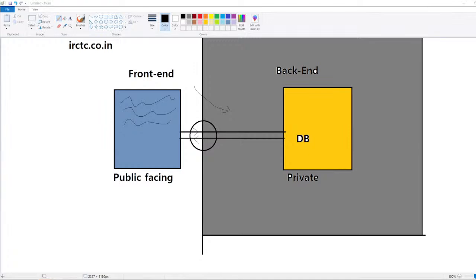Got it? Yes or no? समझ आया? Yes, sir. Any question till here? What is the difference between front end and back end?